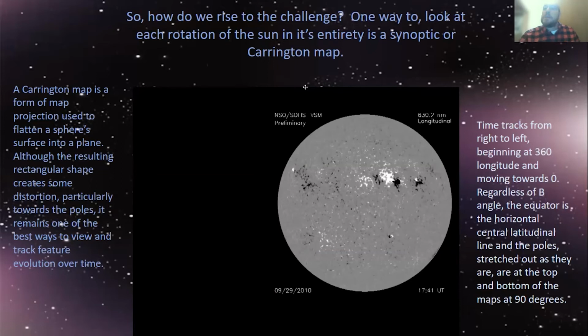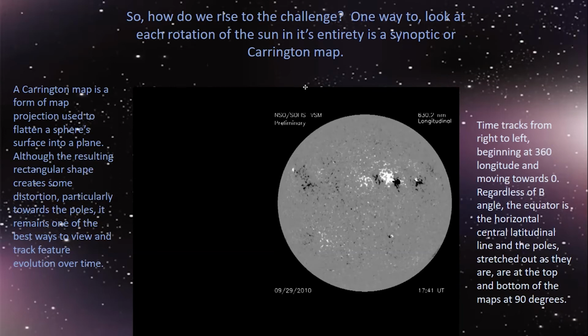OMNI solar wind data mapped back adds more information to the mosaic of the heliosphere, telling us how this solar wind interacted with the Earth's atmosphere. Now, when you map back, you can see that you're getting these peaks here roughly.